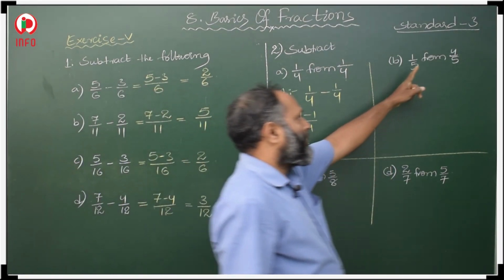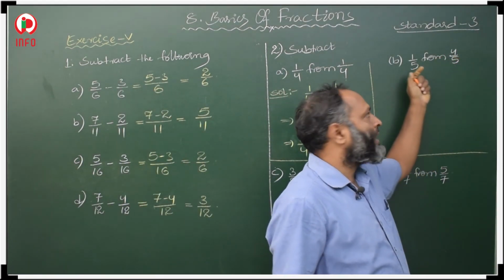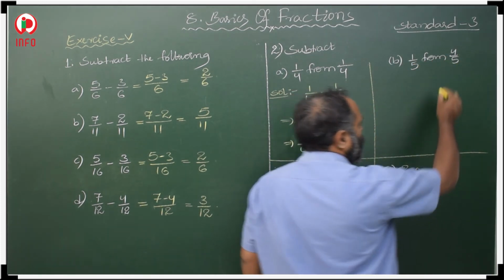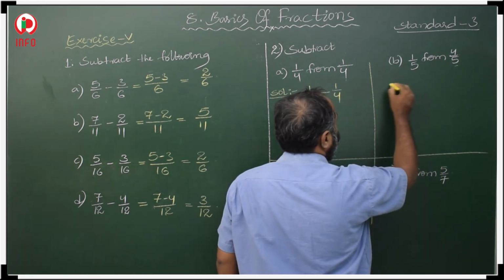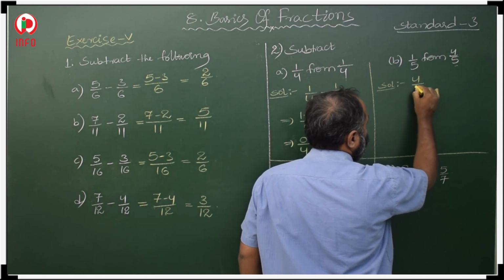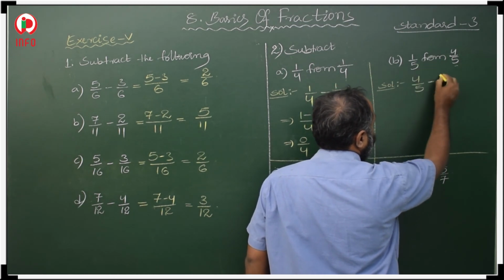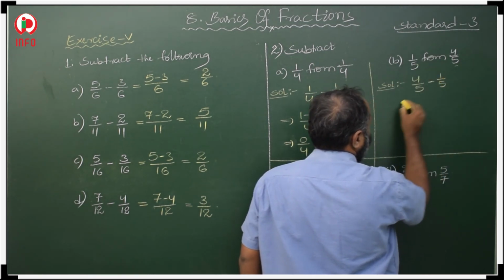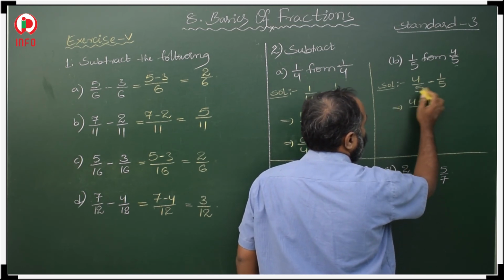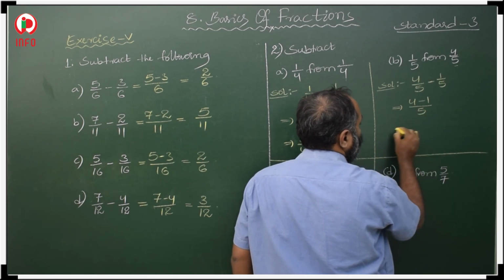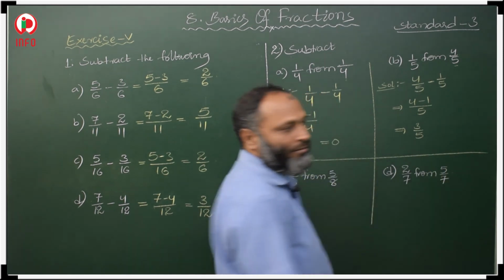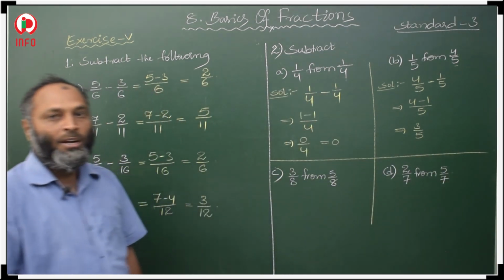Now, subtract 1 by 5 from 4 by 5. It means we first take the fraction 4 by 5, minus 1 by 5. Then the difference of the numerators, 4 minus 1, by the common denominator 5. 4 minus 1 is 3, so the answer is 3 by 5.